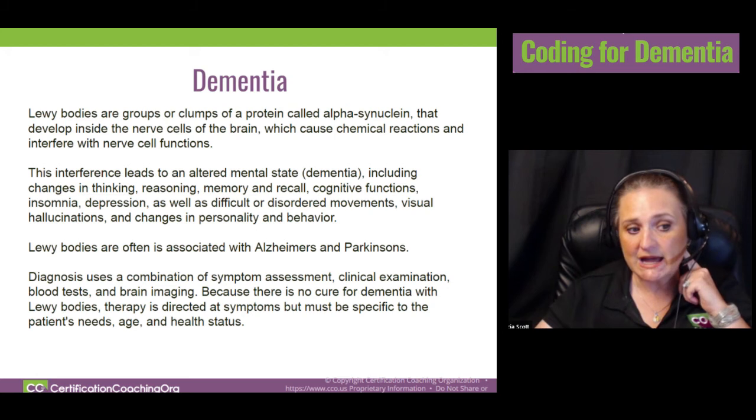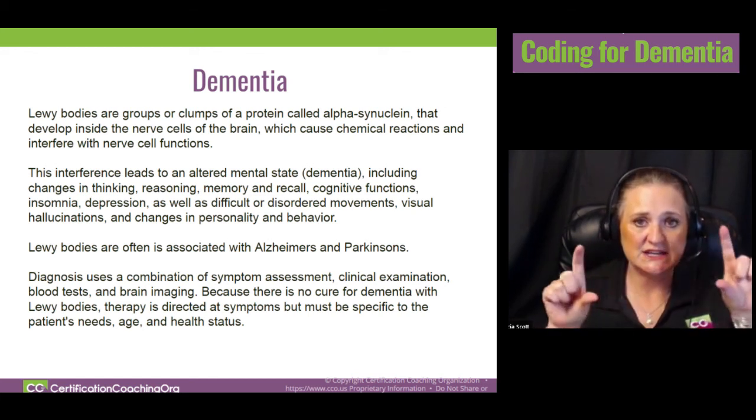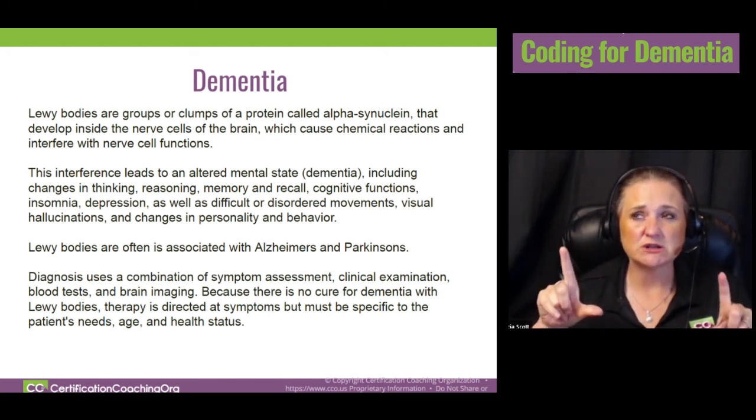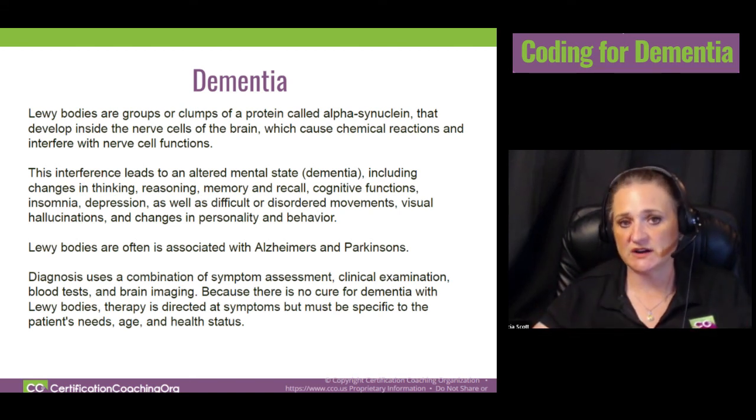So let's talk about that Lewy bodies because it's important. Lewy bodies is a protein. Now, I don't know, alpha, I think you pronounce that synuclein. I think that's how you do that. But you'll see it abbreviated AS, and you'll see it with the Alzheimer's or Parkinson's, that in the nerve cells of the brain, there's a chemical reaction that interferes so that the nerve cells themselves are not functioning.